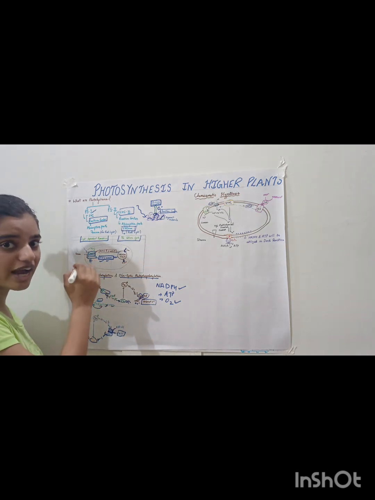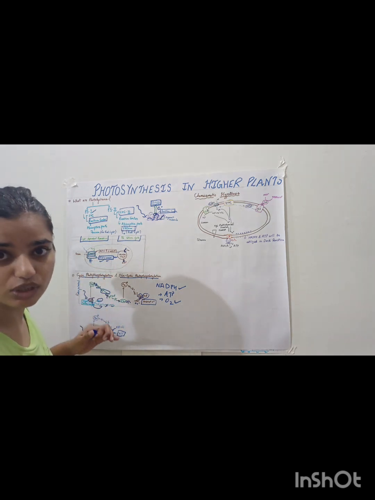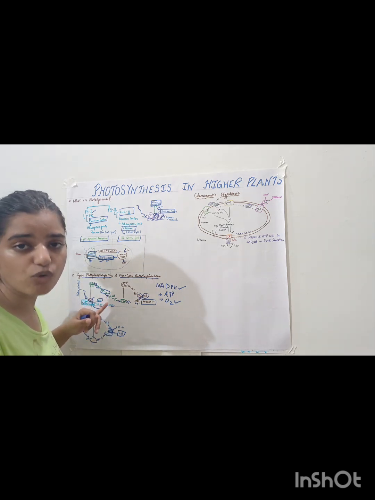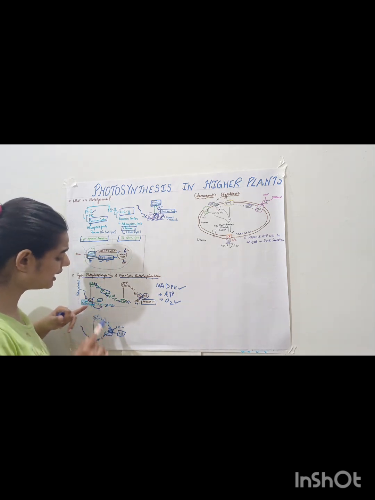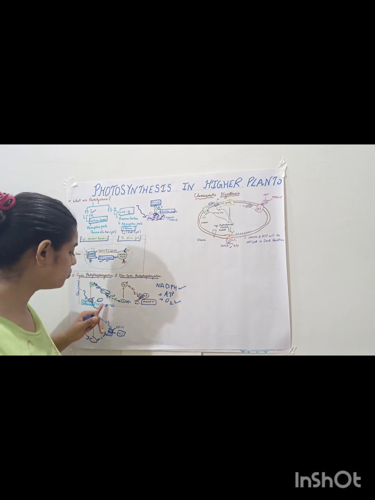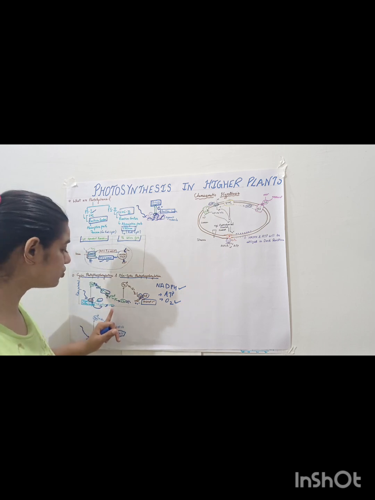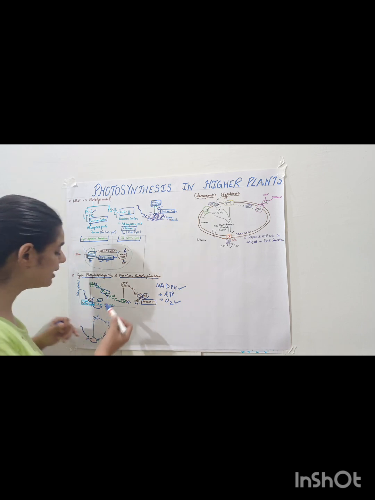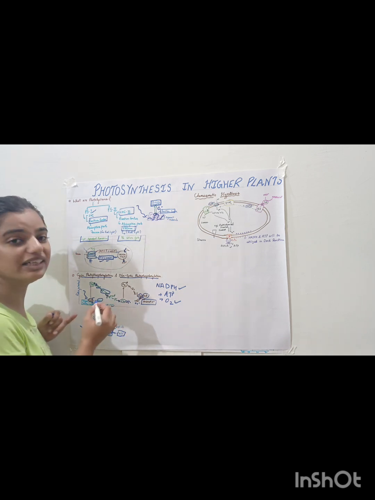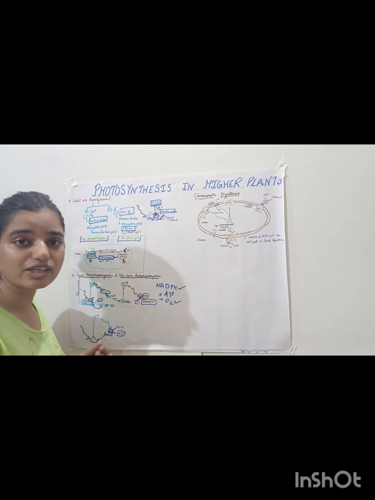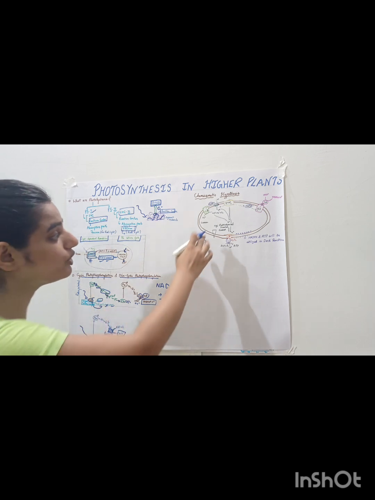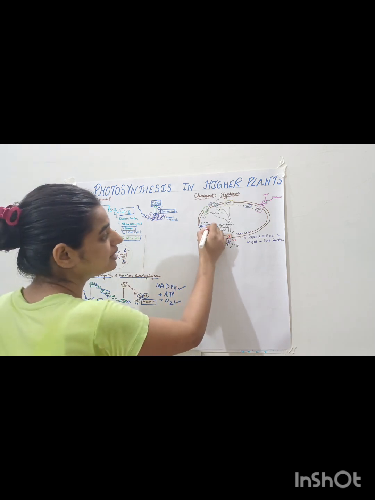So the plastoquinone plays an important role. It transfers the hydrogen from the stroma into the lumen, and as we have seen, when the water is split, it is converted into hydrogen ions, electrons, and O2, which being a gas is released into the environment, and hydrogen ions are released. So when the water is splitting, the concentration of hydrogen ions will increase in the lumen.